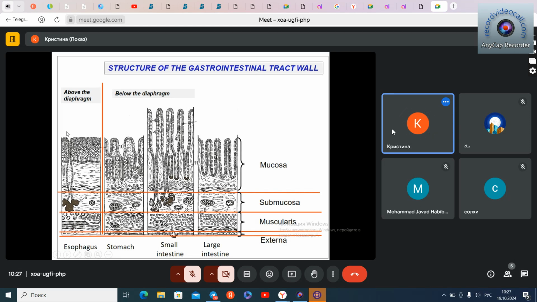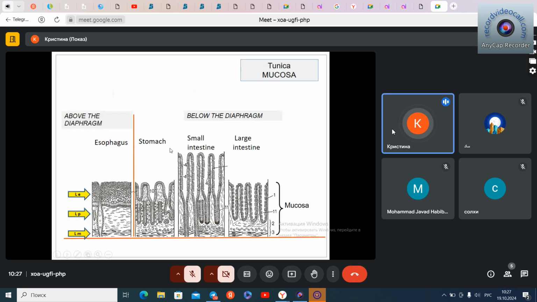Above the diaphragm, as you can see here, we have the stratified epithelium and the adventitia. Below the diaphragm we have simple one-layered epithelium derived from endoderm, and the outer layer is the serosa. Tunica mucosa includes three lamina or sublayers. The innermost, which is the closest to the lumen, is called lamina epithelialis or just epithelium.